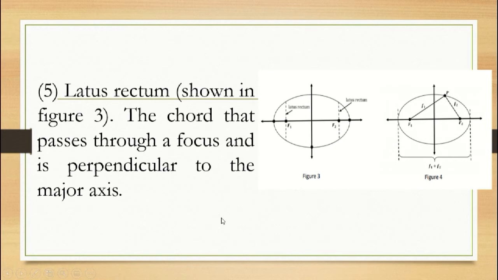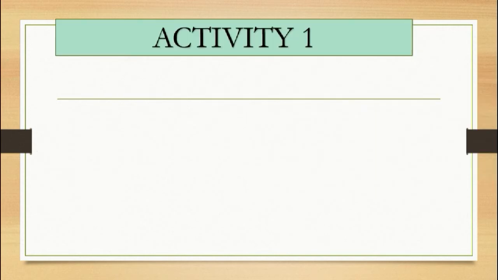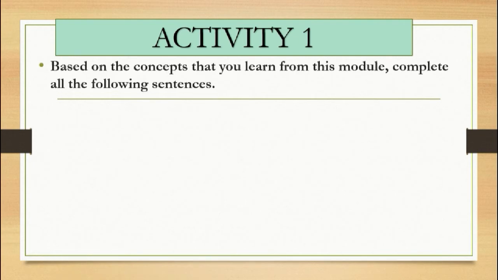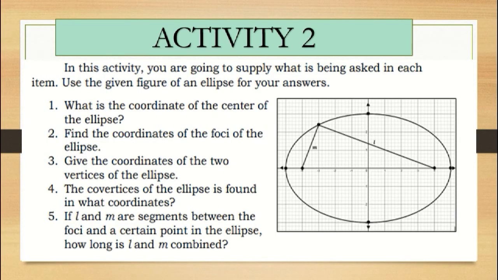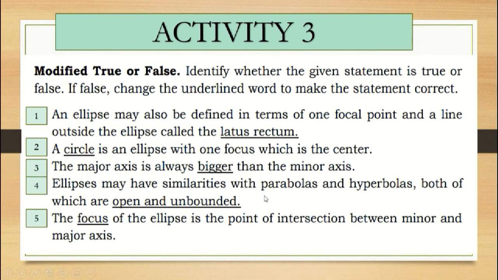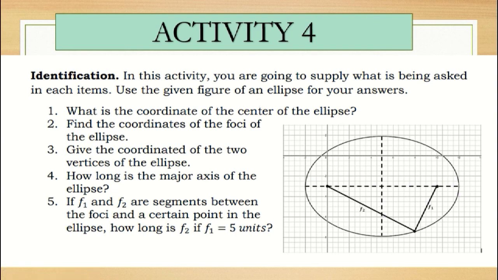Now, any question? If none, then let us apply all of those concepts in the following activities. For activity number 1, you will be completing all the following sentences. For activity number 2, you're going to supply what is being asked in each item, and you will be using the given figure of an ellipse for your answer. For activity number 3, we will have modified true or false. You will be identifying whether the given statement is true or false. If it is false, change the underlined word to make the statement correct. And for activity number 4, you're going to supply what is being asked in each item. Once again, you will be using a figure for your answer.